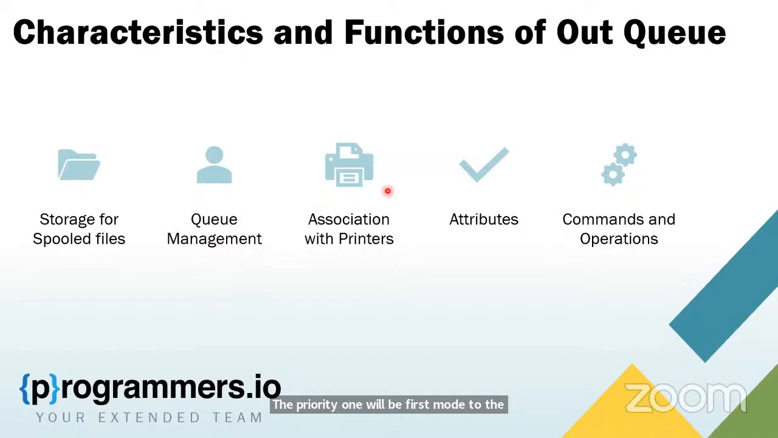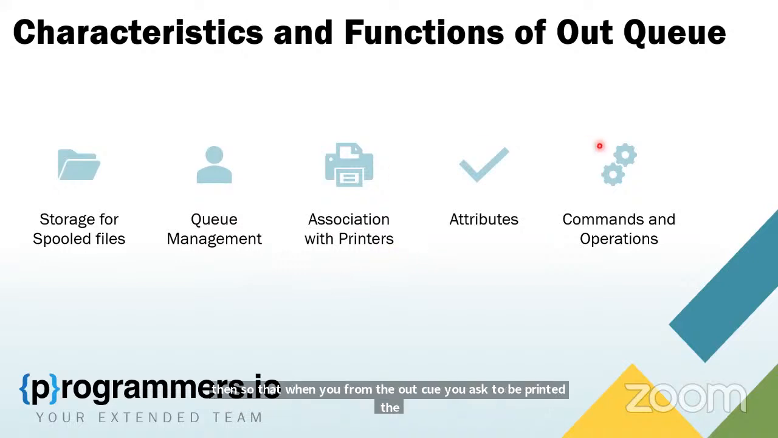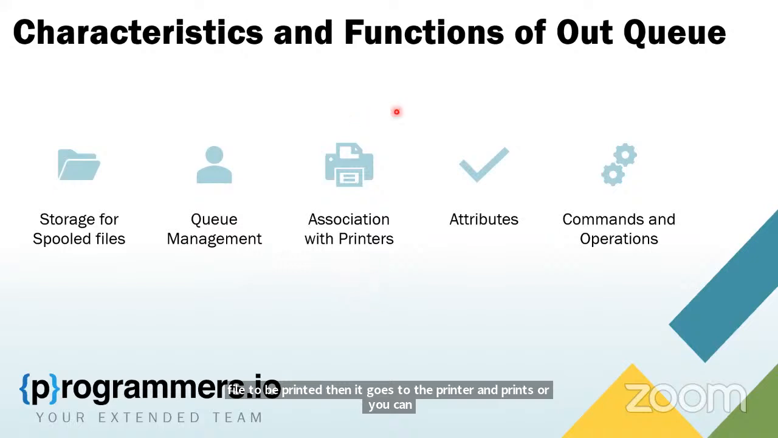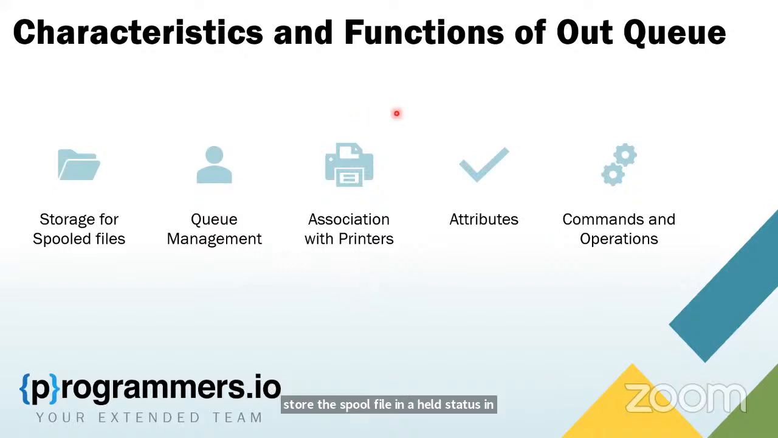You can link an out queue to the actual printers, so that when you ask for the spool file to be printed from the out queue, it goes to the printer and prints. Or you can store the spool file in a held status in the out queue, and after some time, or when the system is free, or at the end of the day, you can release each spool file one by one, and it will print on the associated printers.